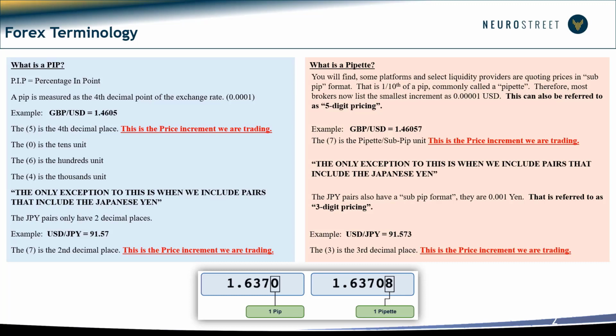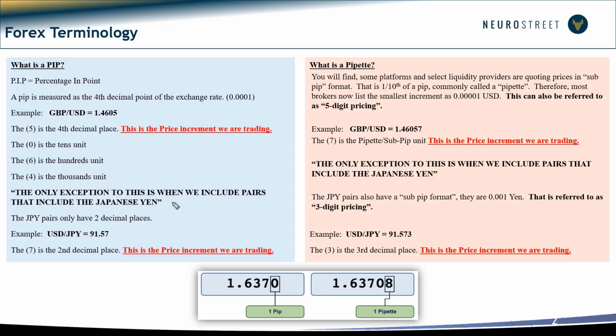0.0001. An example would be the pound dollar. Okay, let me just grab a little draw tool here so you can see it. The pound dollar would be 1.4605. The 5th is the 4th decimal point. This is the pip increment that we're talking about. That's actually the pip that we're trading. So we're actually trading this decimal place on the currency exchange as that changes throughout the price fluctuations. The 0 is the tens unit, the 6 is the hundreds unit, and the 4 is the thousands unit.